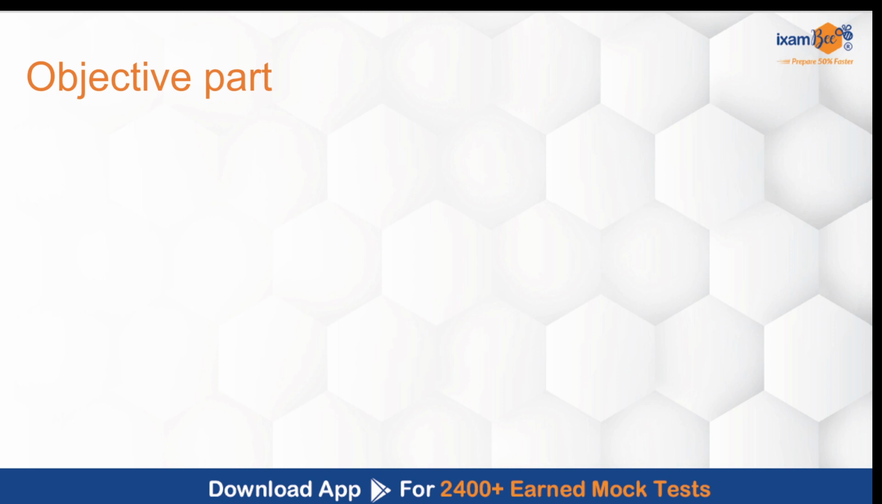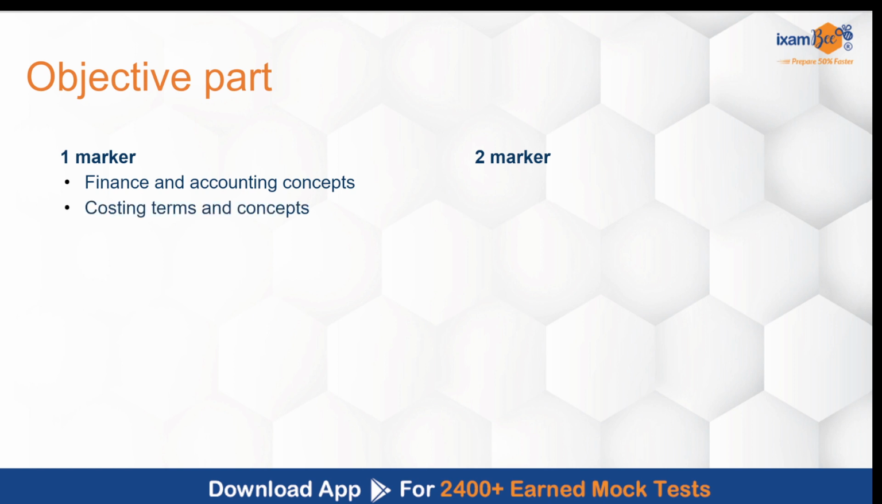If I talk from the finance point of view, the objective part will have questions of 1 mark and also of 2 marks. The 1 mark questions are mostly conceptual and direct, and the majority areas that you should be covering in this include finance and accounting concepts, the costing terms and concepts, audit and auditor related. So what I'm saying auditor related, there are various guidelines related to the auditors under the Companies Act. That is what you should be revising.